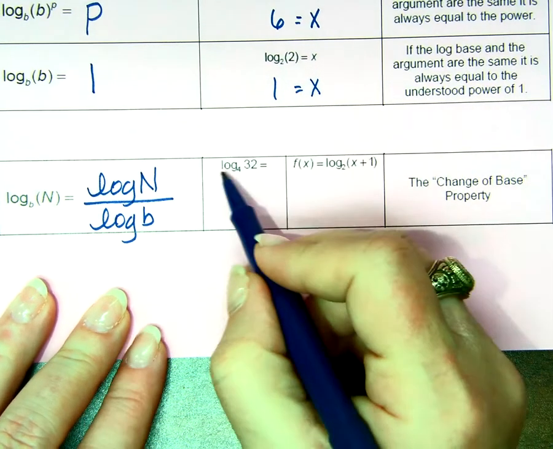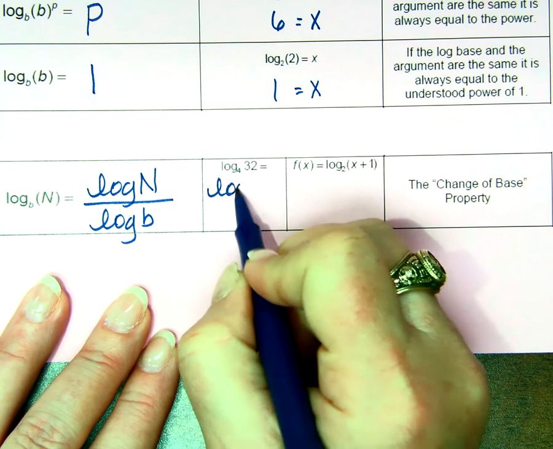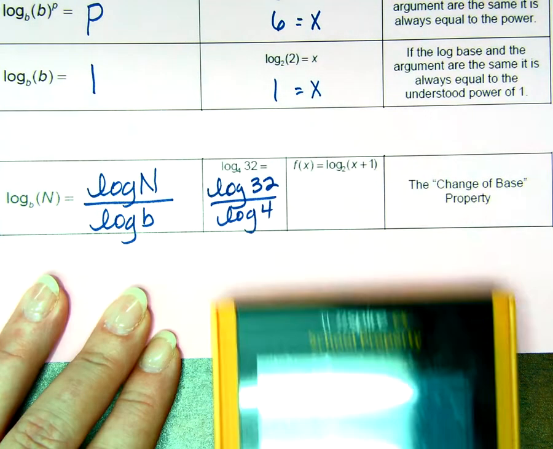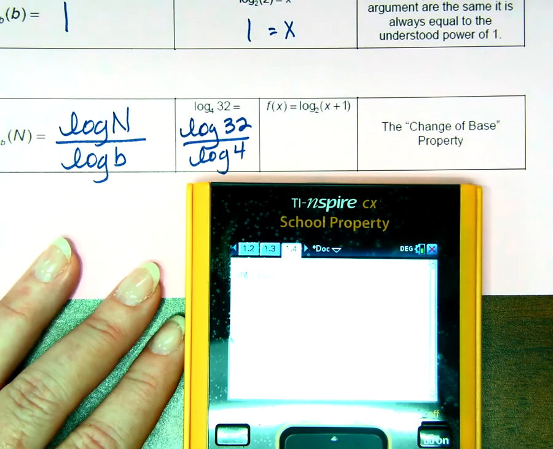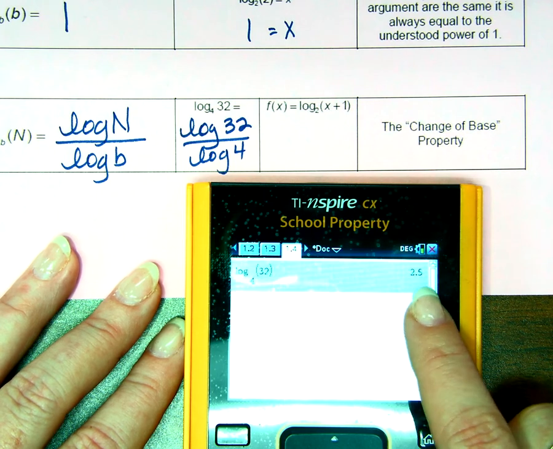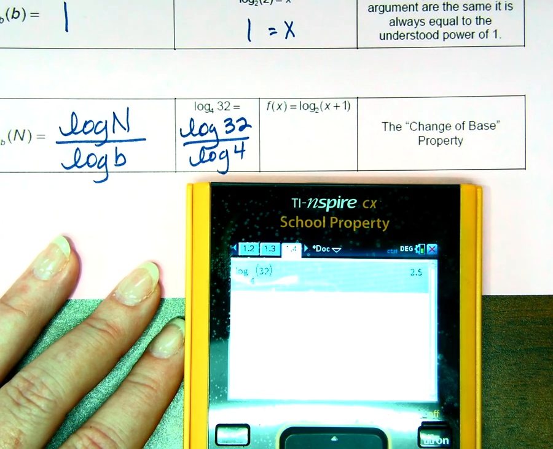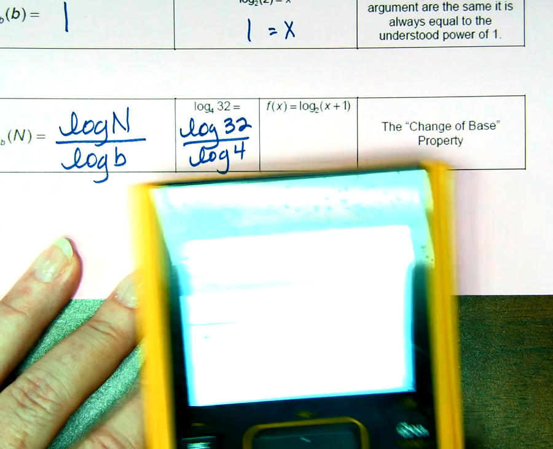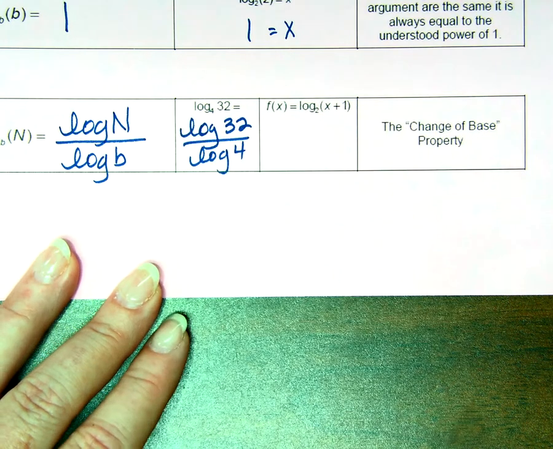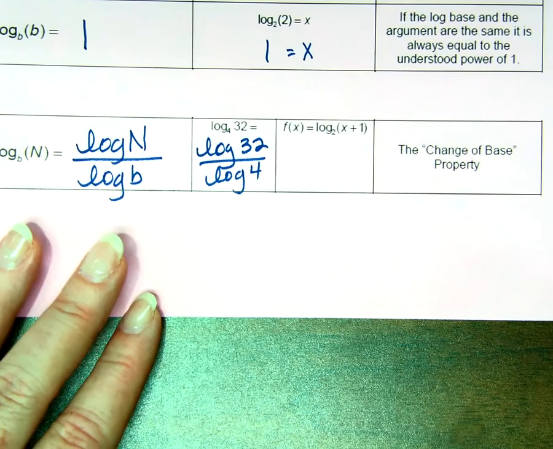Log base 4 of 32 is the same as log of 32 over log of 4. Just to make sure you understand what I'm saying, if I do log base 4 of 32, I get 2.5. But if I do log of 32 divided by log of 4, I also get 2.5. Do you see that they're the same? It's just not something that we're required to do anymore because of the calculators we have.